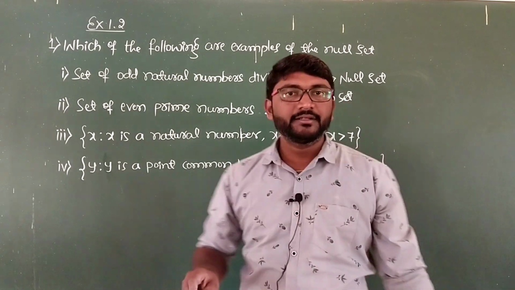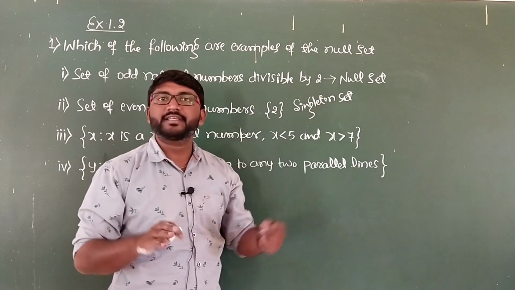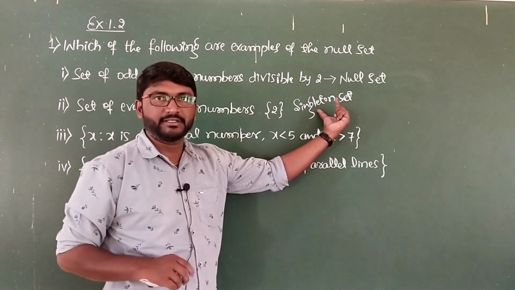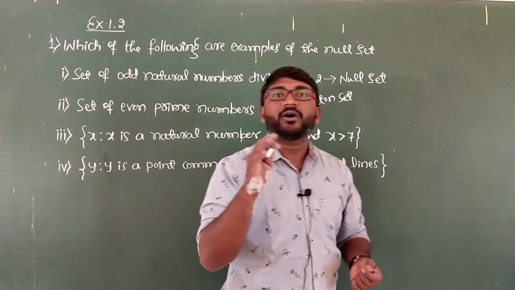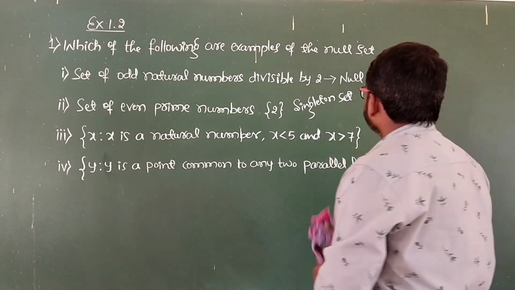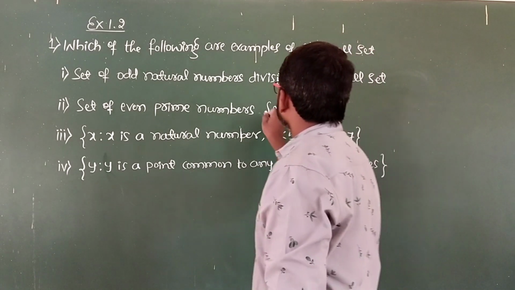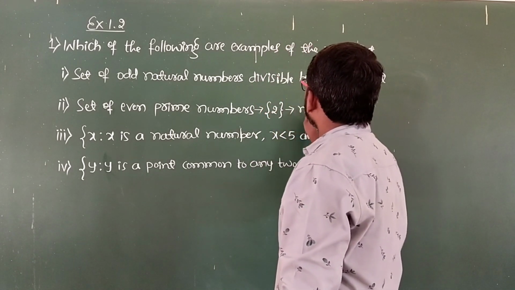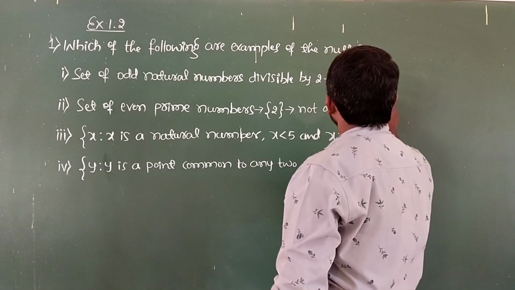So this set is called a singleton set. A set which is having only one element is called a singleton set. That is why Roman number 2 is not a null set, because it is having an element. Not a null set.